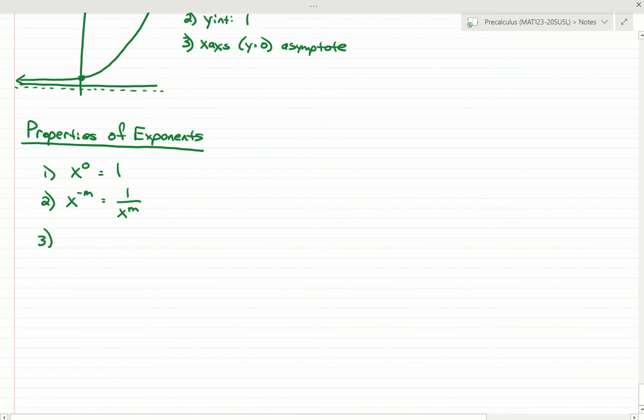And then we have x to the m over n, the rational exponent property. Remember, we said there's two ways to look at this. One way is the nth root of x to the m. Another way to look at this is the nth root of x, then raised to the m, like that.